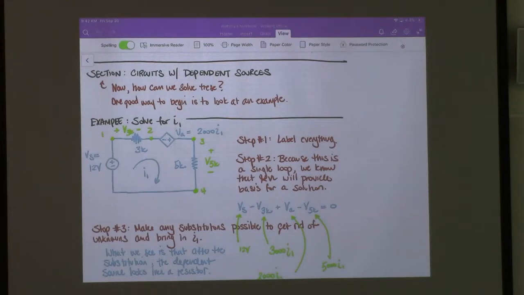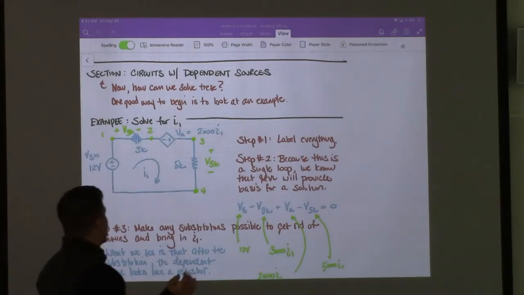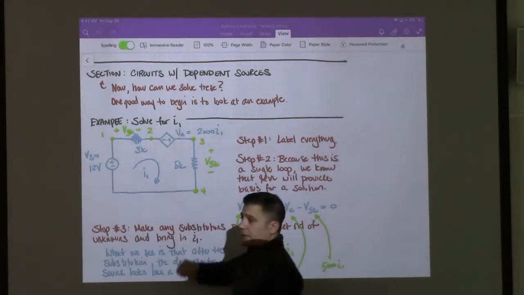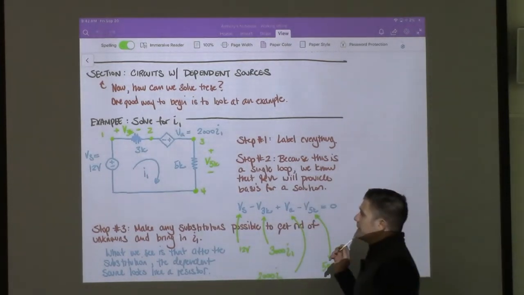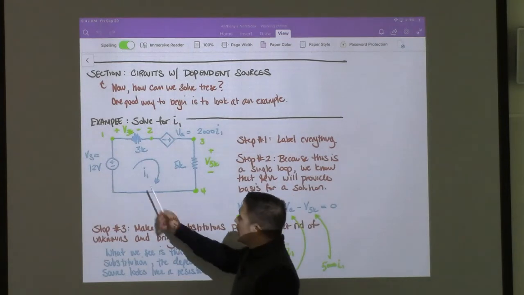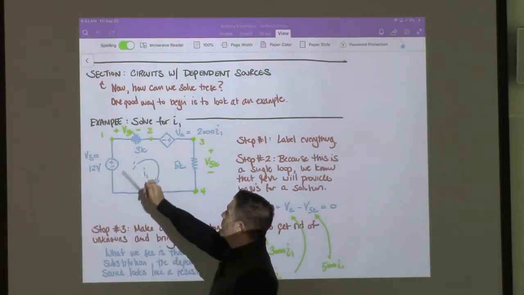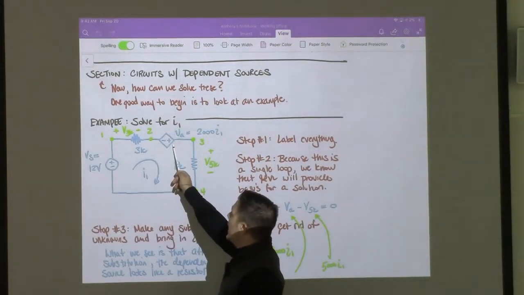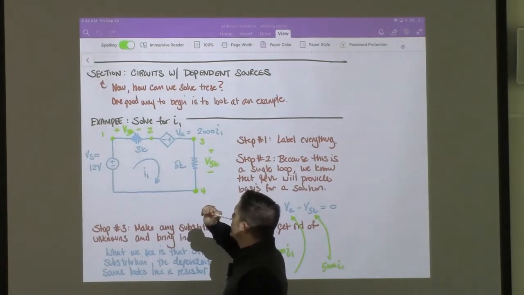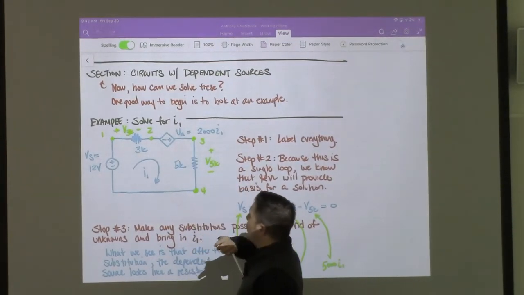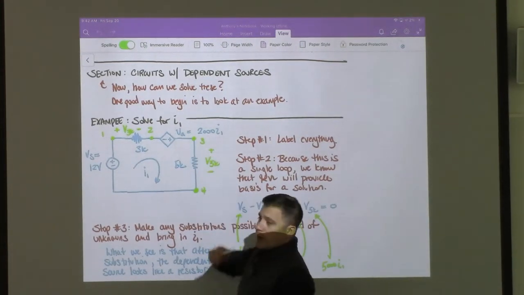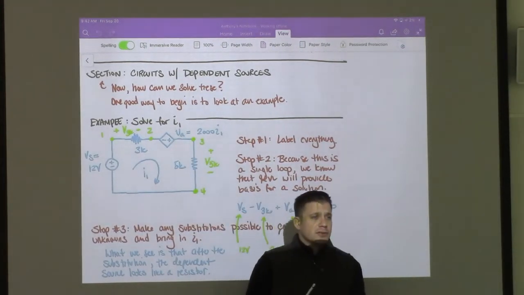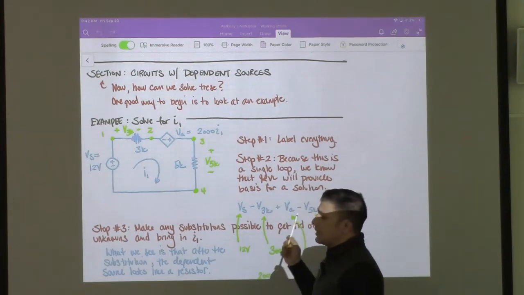So how do we solve these? Let's just jump right into it. Take a look at this example right here. We have a single loop circuit, which is nice. It has a 12-volt source. It has a 3 kilo ohm resistor. It has a dependent voltage source and a 5 kilo ohm resistor. The value of the dependent voltage source is 2,000 times I1.